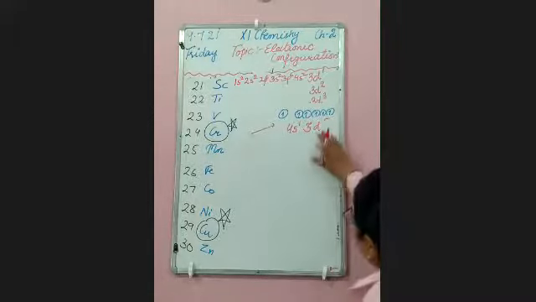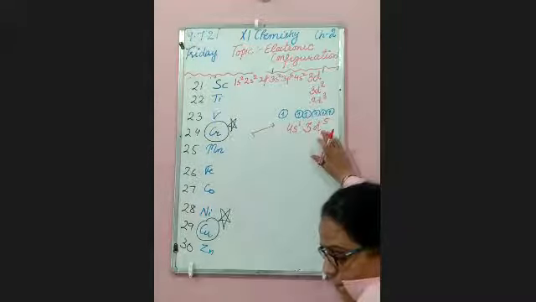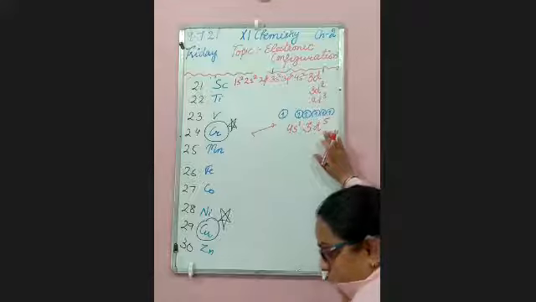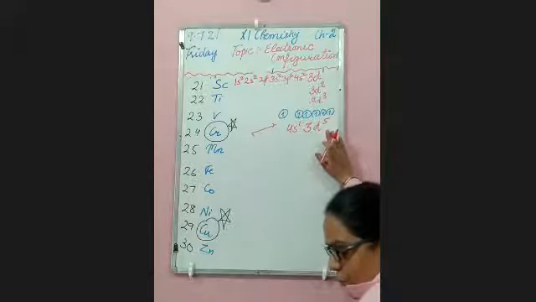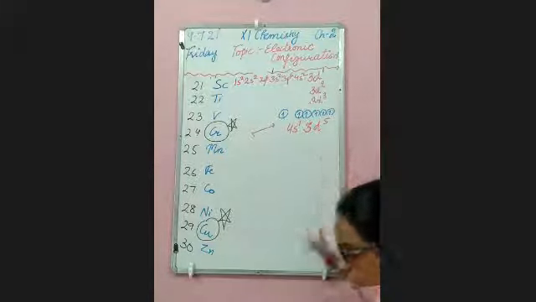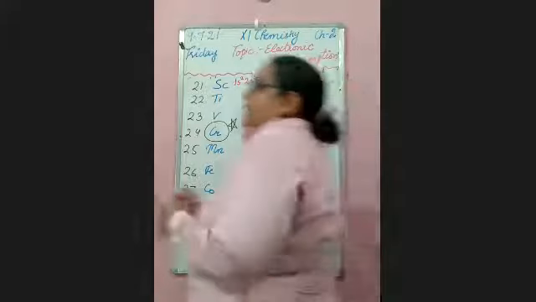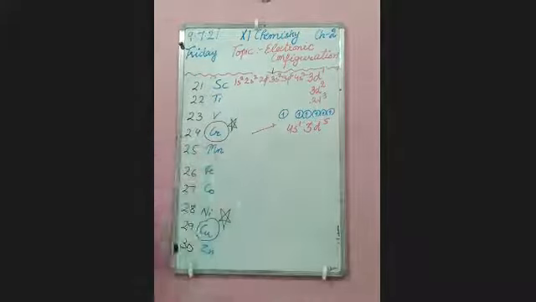You definitely made a mistake here. And your teacher will 100% ask a question on either chromium or copper. So remember, up to 30 elements, there are two exceptions. One is chromium, another one is copper. Okay? Now, what about manganese?